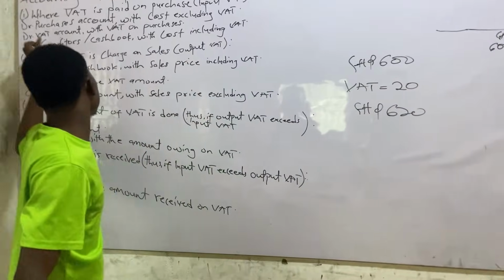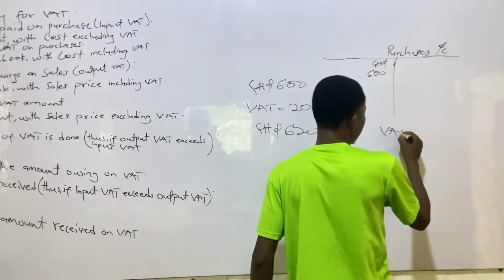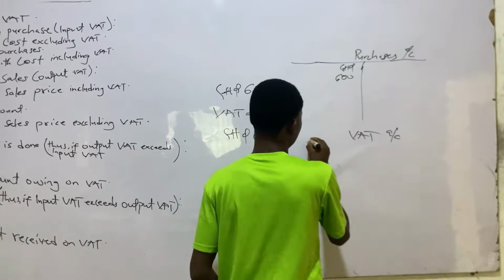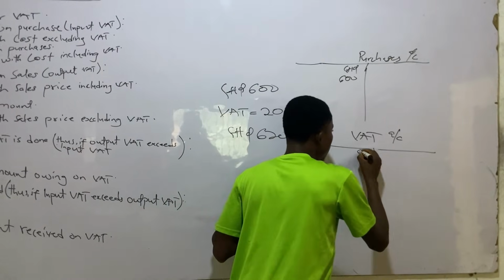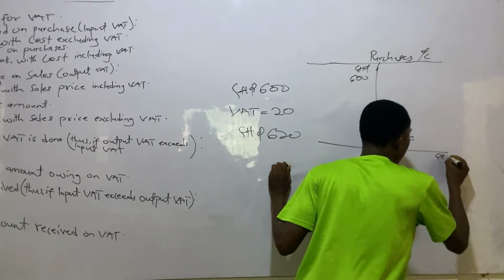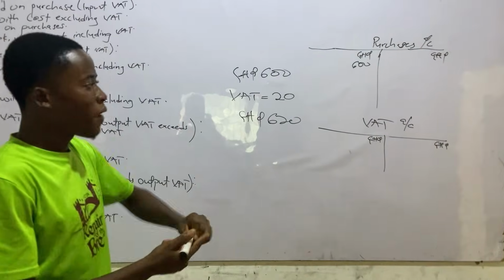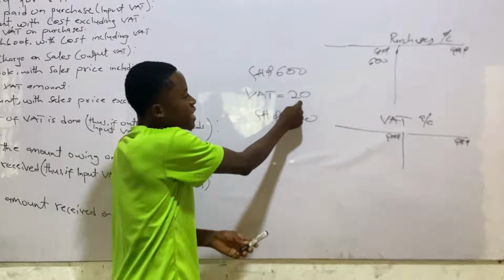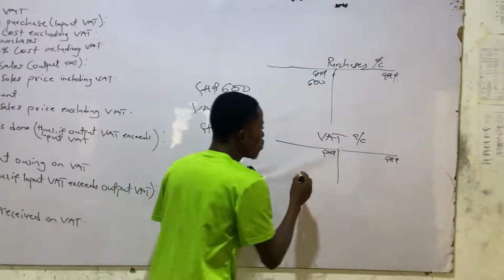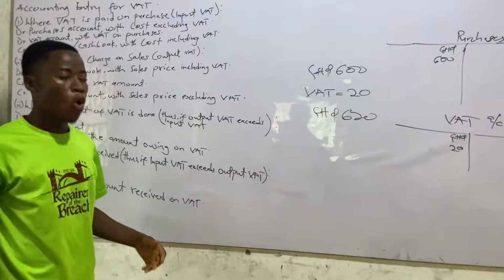And then what else do we do? We debit VAT account with the VAT on purchases. So this is our VAT account. We debit VAT account with the VAT on purchases. This is the VAT amount on purchases. So what do we do? We debit VAT account with the 20 Ghana cedis on purchases.